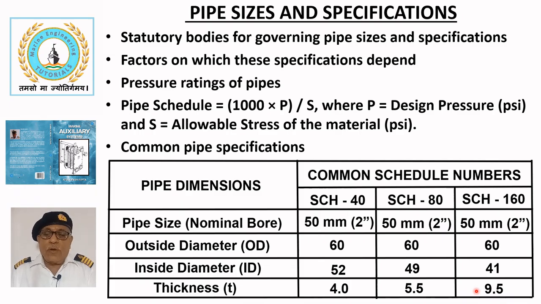A 50 millimeter nominal bore pipe with schedule 40, schedule 80 and schedule 160 can withstand pressure of approximately 70 bar, 99 bar and 150 bar respectively.